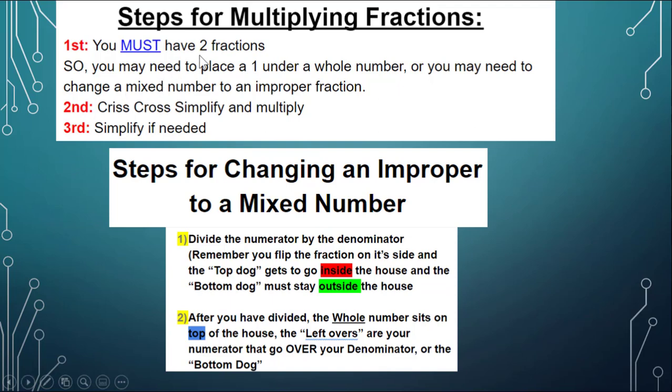Okay, so today we reviewed our multiplying fractions. We have to have 2 fractions. And all of those today we had 2 fractions. Then we're going to check and see if we can crisscross simplify and then multiply. And then sometimes we have to simplify after we multiply. Sometimes we have an improper fraction that must be changed to a mixed number. So we divide the numerator by the denominator. Bottom dog goes outside the house and top dog goes inside the house. The whole number sits on the top of the house. My leftovers become my numerator over my denominator, which is the bottom dog.